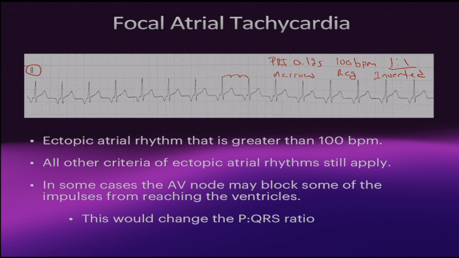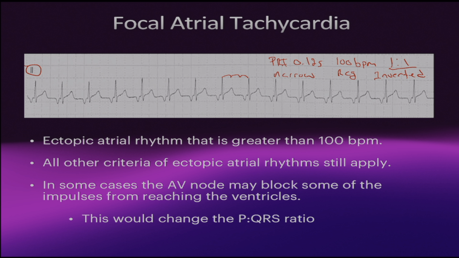Now, you can have some focal atrial tachycardias that have an irregular rhythm, and that's because the AV node is trying to protect the heart, because that's its job, to have that delay and be kind of cardiac protective. So it can change the P to QRS ratio if it blocks some of those rapid impulses coming into the AV node. But generally for focal atrial tachycardia, you should see the ectopic P waves, a 1-to-1 P to QRS ratio, and you should have normal PR intervals.